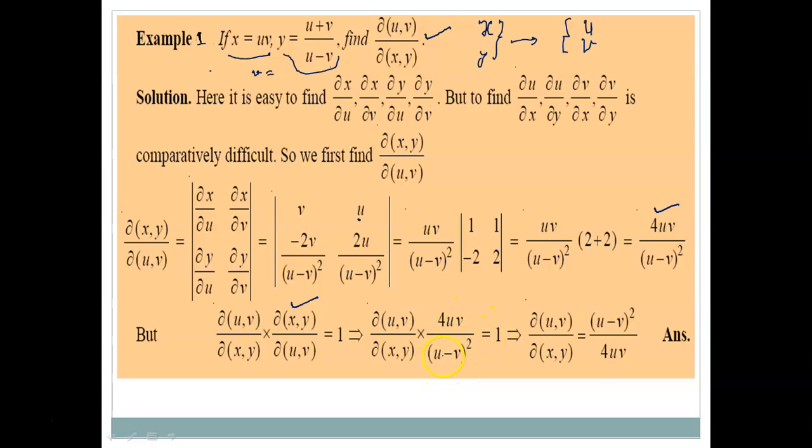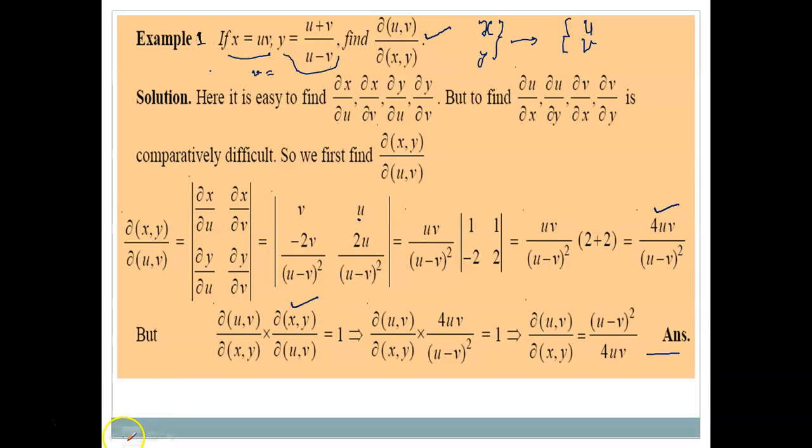Then what do you do? You take this on the right hand side. In fact, you get the value of ∂(u,v)/∂(x,y) is equal to (u² − v²) divided by 4uv. So this gives you the desired answer, the value of ∂(u,v)/∂(x,y). So this is example 1 regarding property 1.